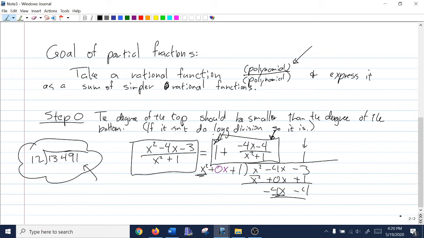Most of the time you don't have to do this, but at the beginning of every partial fractions problem, you should double check whether you need to do this. Step 1, you need to factor the denominator.